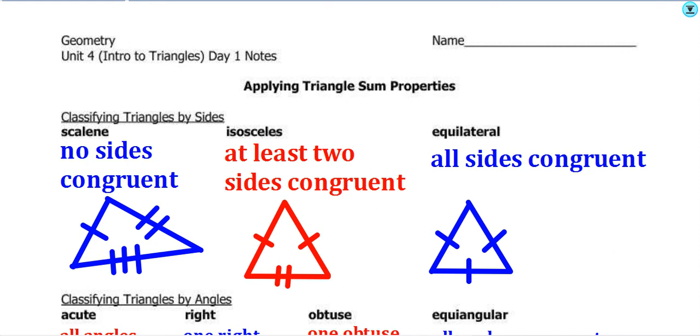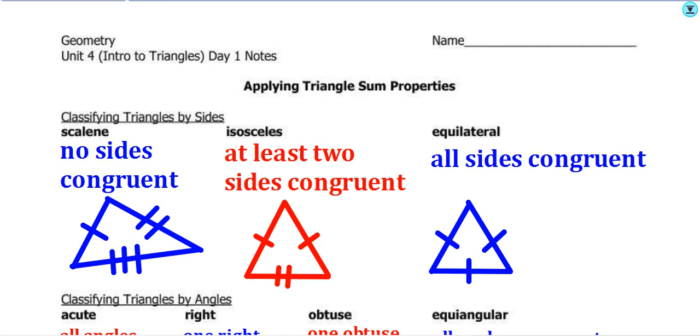Today we're going to look at applying triangle sum properties and classifying triangles by side lengths and angle measurements. Now, a lot of this stuff about classifying triangles should hopefully be reviewed from middle school. If you don't remember this, then you may want to look back at some old material that you have.